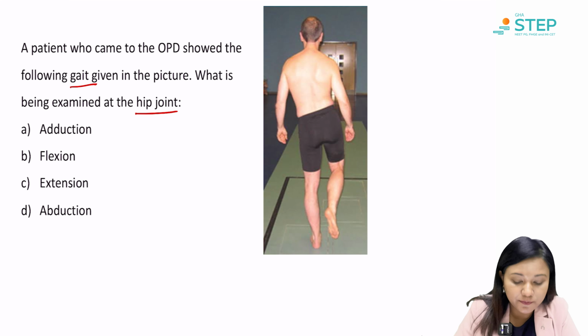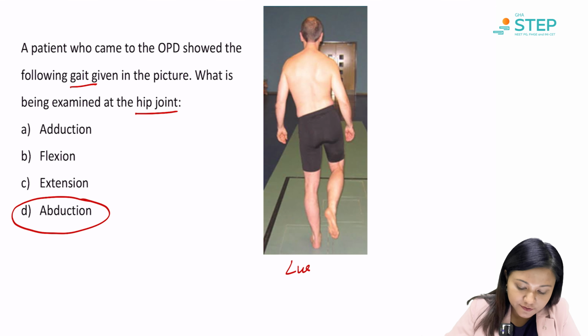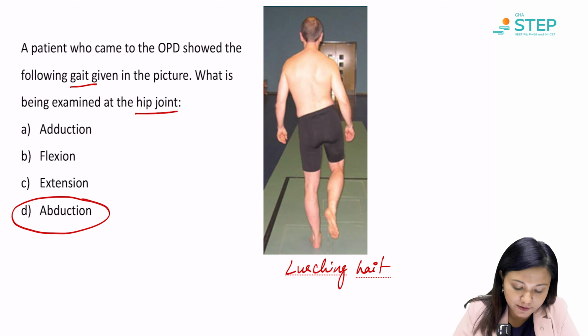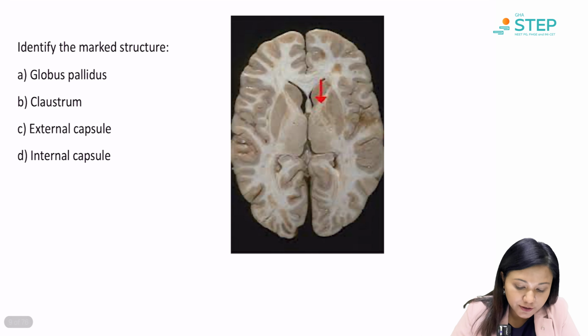So you know that at the hip joint, what we examine is the abduction, and the gait is the lurching gait. Okay, and the muscle is gluteus medius and minimus. Very easy. Okay, let us come to the next question, the question of CNS.